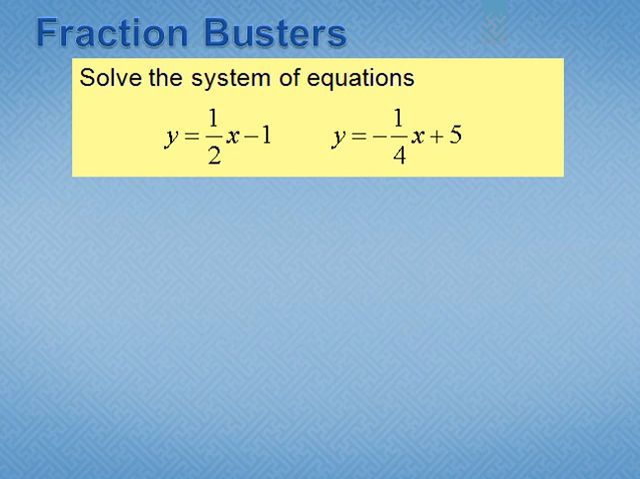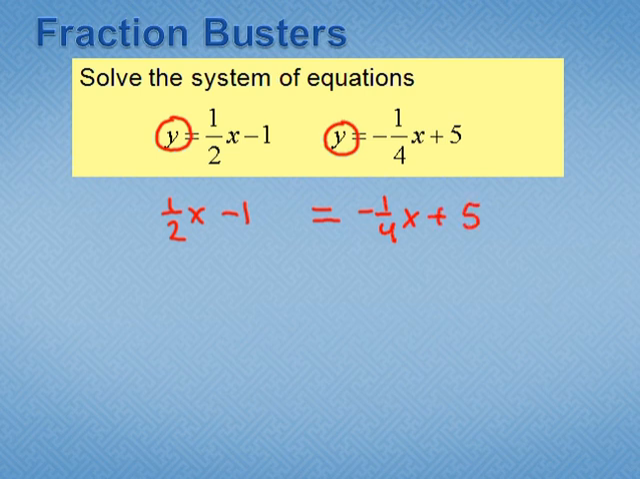We're going to start off with the fraction busters technique. And since this is a system, we still have to choose which kind of system of equations method we want to solve by. That's an elimination method, or equal values, or substitution. In this problem, since we have y equals for both equations, the equal values method is going to be the easiest. So let's use the equal values method and set one equation equal to the other. We have half x minus 1. Set that equal to the other equation, negative a 4th x plus 5.